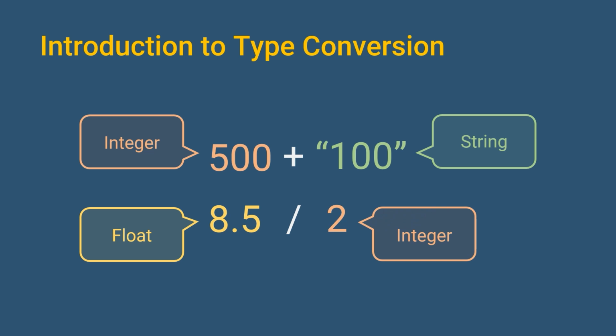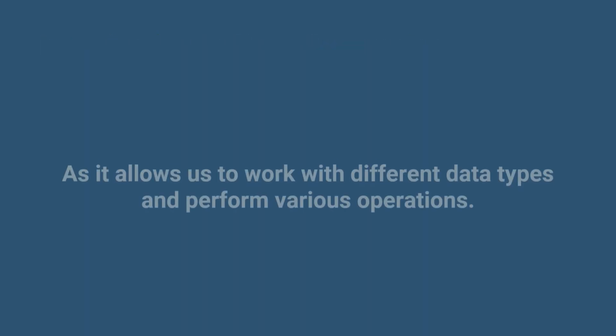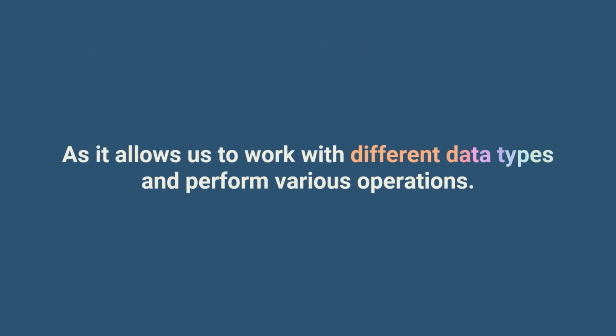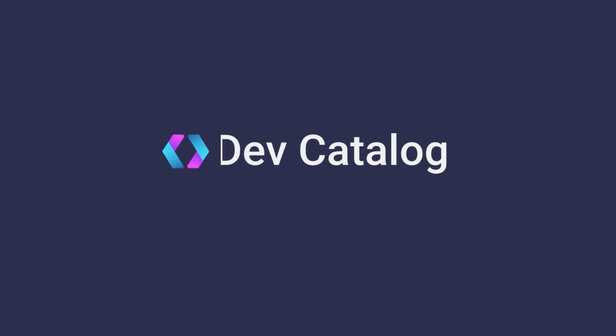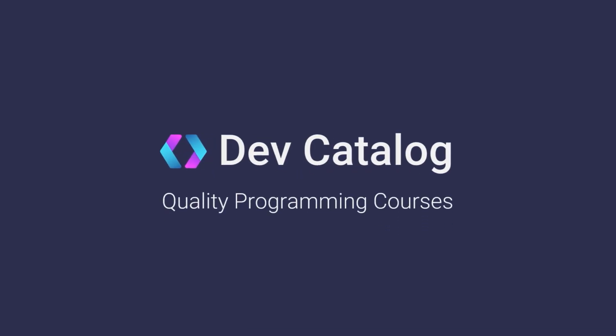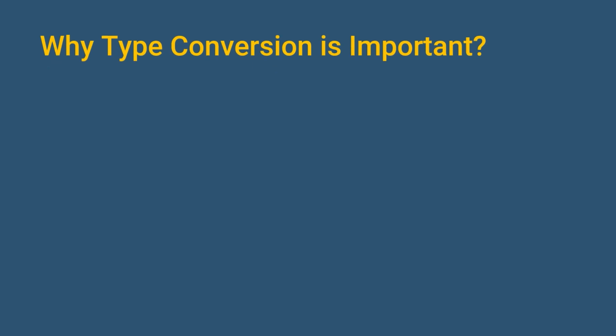This is an essential programming concept as it allows us to work with different data types and perform various operations. Type conversion is a fundamental concept in Python and plays a crucial role in various aspects of programming. Here are some key reasons why type conversion is important.